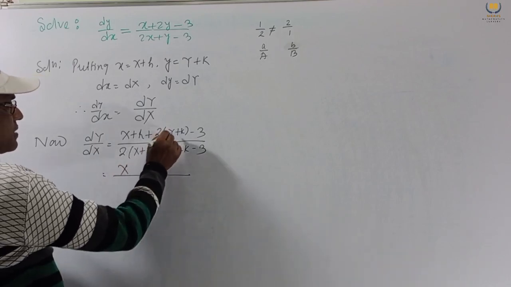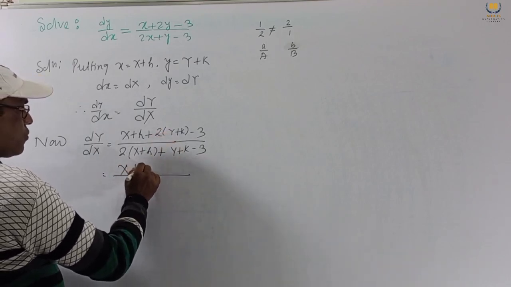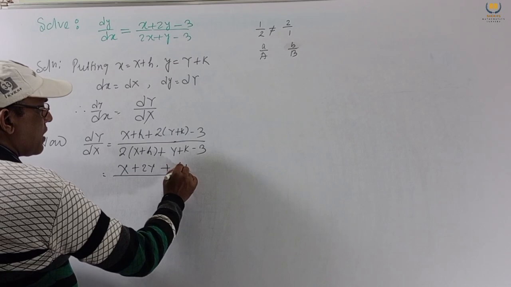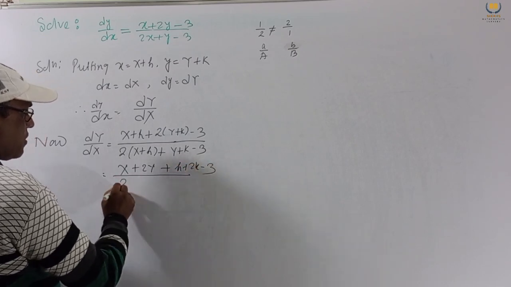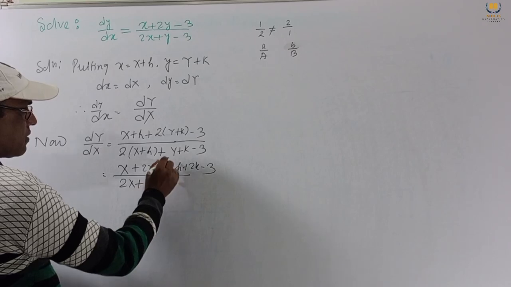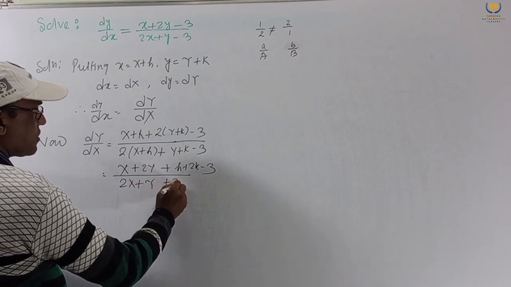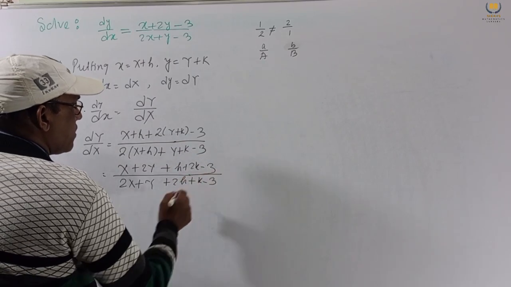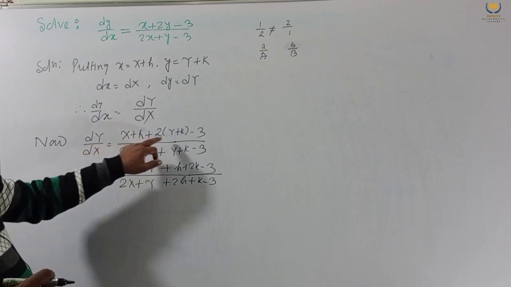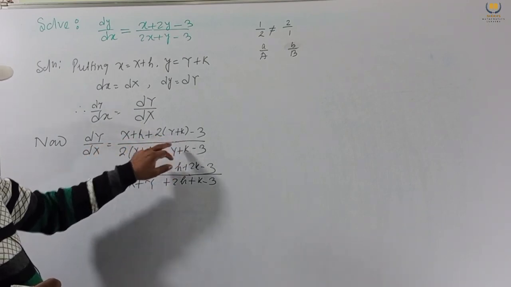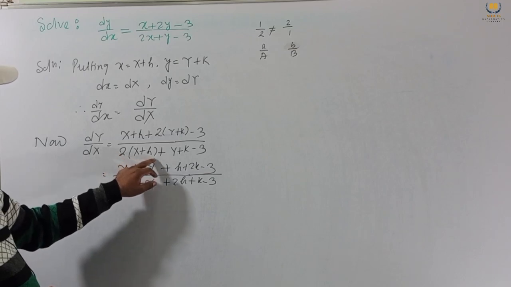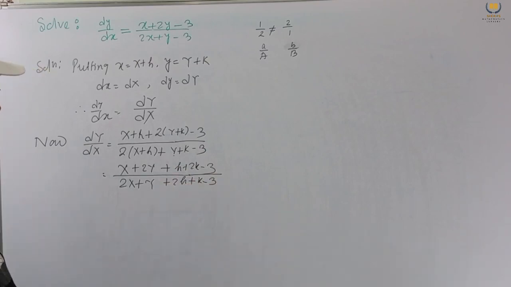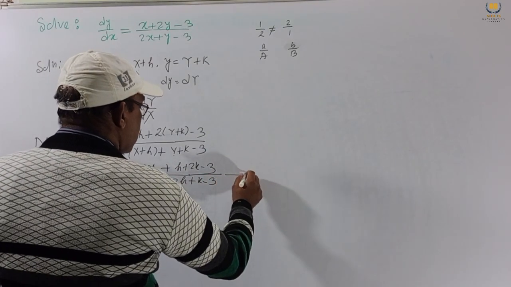This is x plus 2y plus h plus twice k minus 3, over twice x plus y plus 2h plus k minus 3. We get this. In the numerator we write x, 2y, then h and 2k, and in the denominator 2x first, then y, and 2h plus k minus 3. So we get this. This is number 1 we consider.